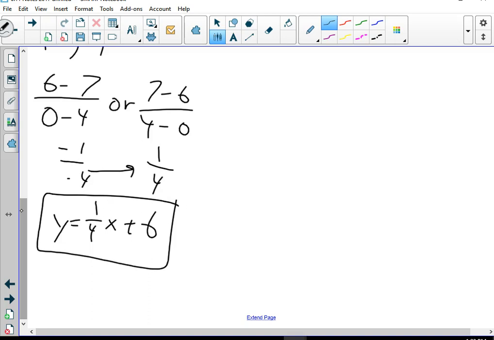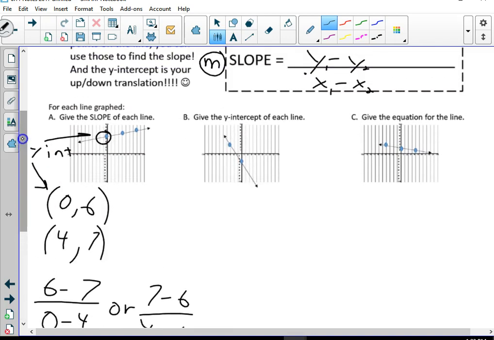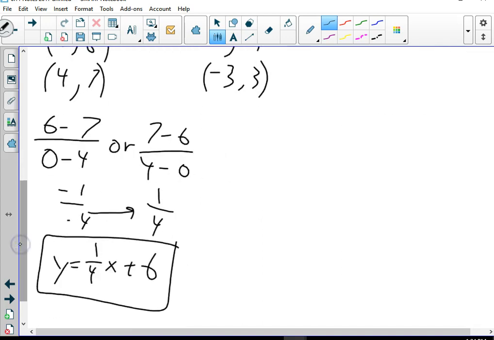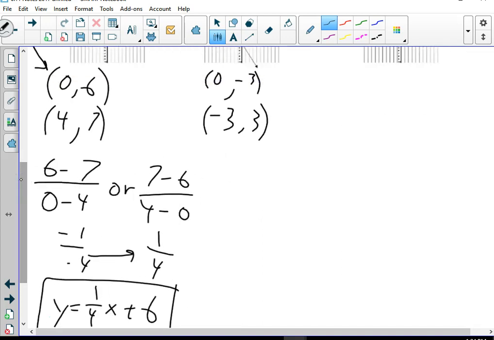So it's 1/4 x plus 6. Y-intercept is 6, slope of 1/4. Over here, we have these 2 points, (0, -3) and (-3, 3). There's my 2 points. Now, once again, I can literally just count down and over if I have a graph. But for practice, we're going to calculate the slope.